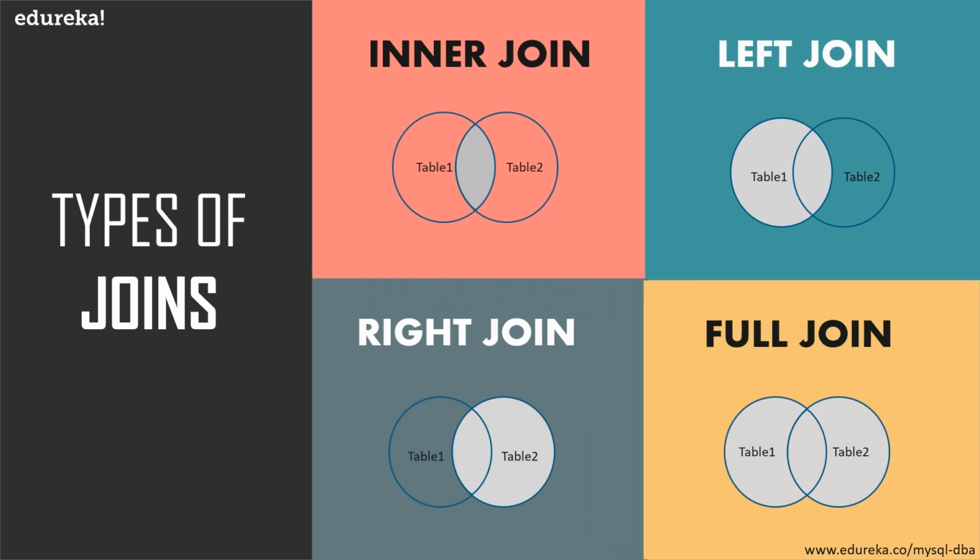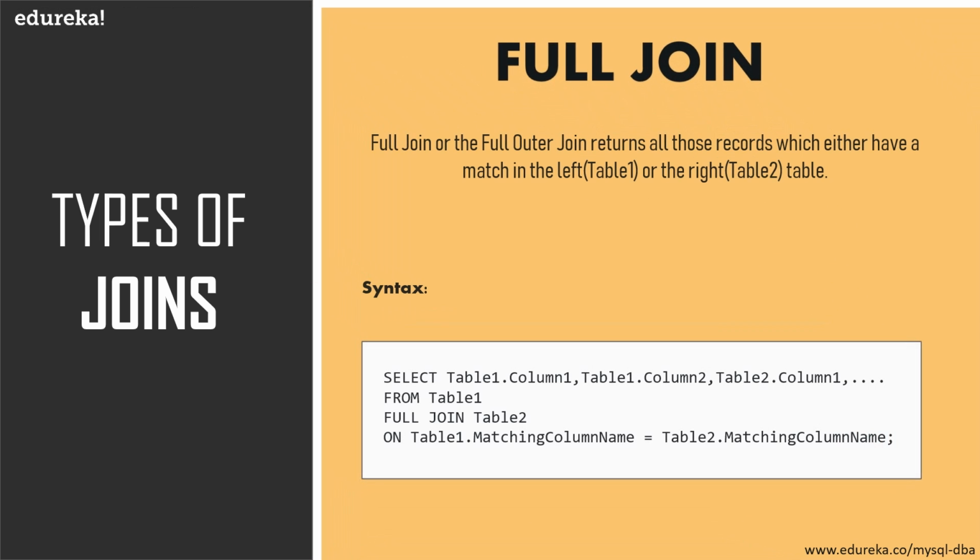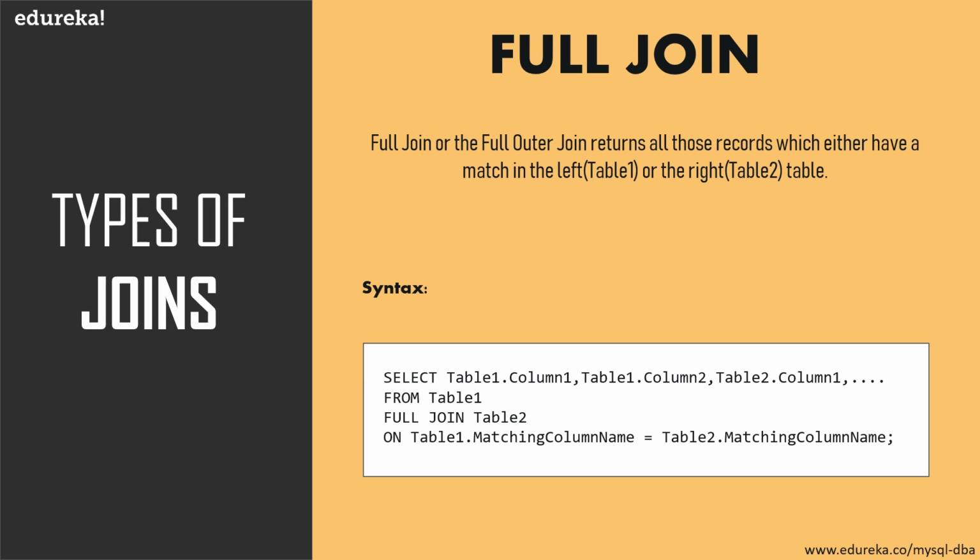Now moving forward to the final type of join, that is the full join. The full join, or the full outer join, returns all those records which have a matching value in either the left table or the right table.